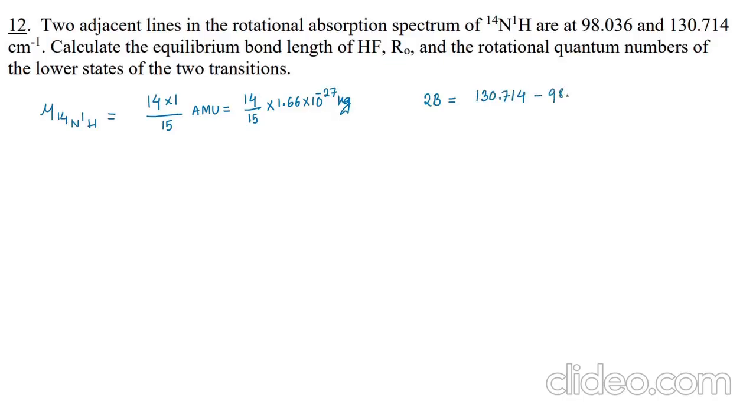Now we know what 2B is, the gap between two lines in the rotational spectrum: 130.714 minus 98.036 centimeter inverse, which is 32.678 centimeter inverse. So your B is half of this, which is 16.339 centimeter inverse.